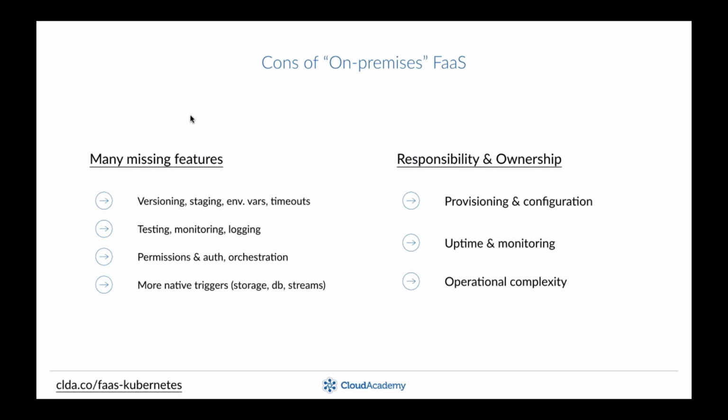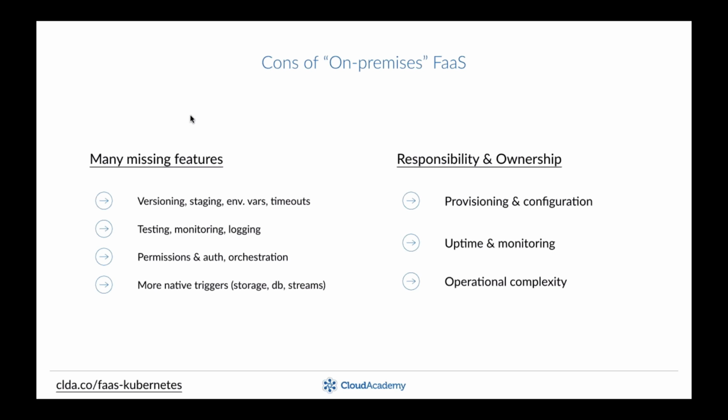So you don't have many of the things we talked about initially: versioning, staging, environment variables, custom timeouts, or testing, monitoring, logging capabilities, and all those very nice permission and authentication features that you have, for example, with Amazon IAM. You don't have all the orchestration functionality. For example, if you want to use step functions to do retry policies or to do long-running tasks with human interaction. Those are a lot of features, not to mention all the native triggers of your cloud platform.